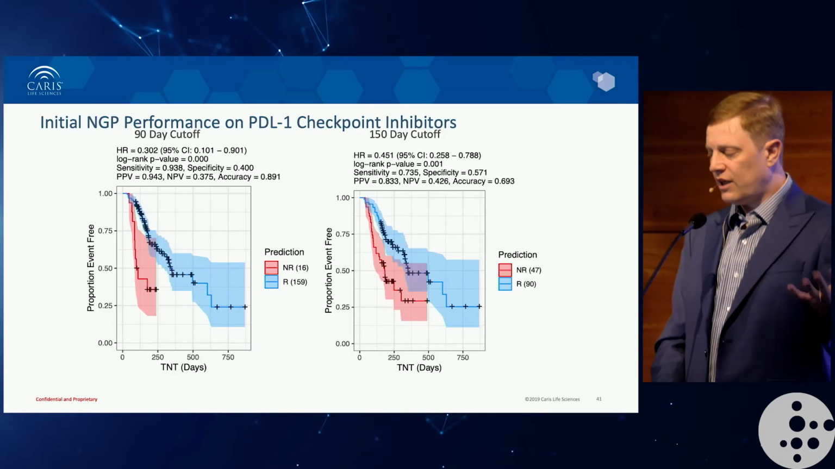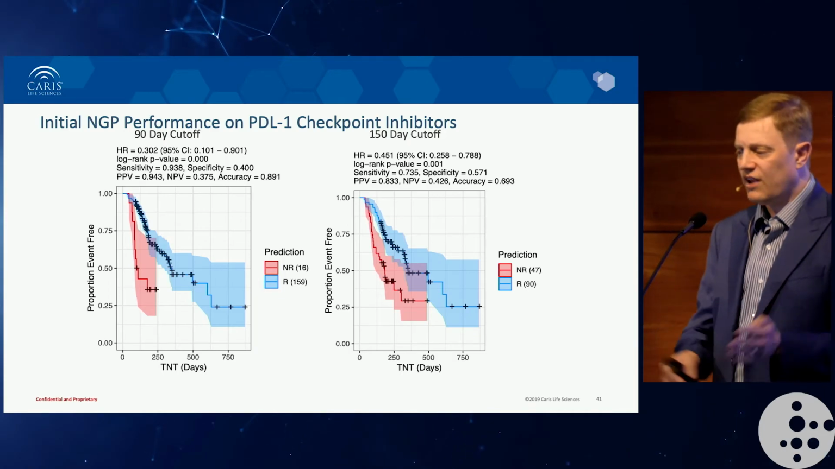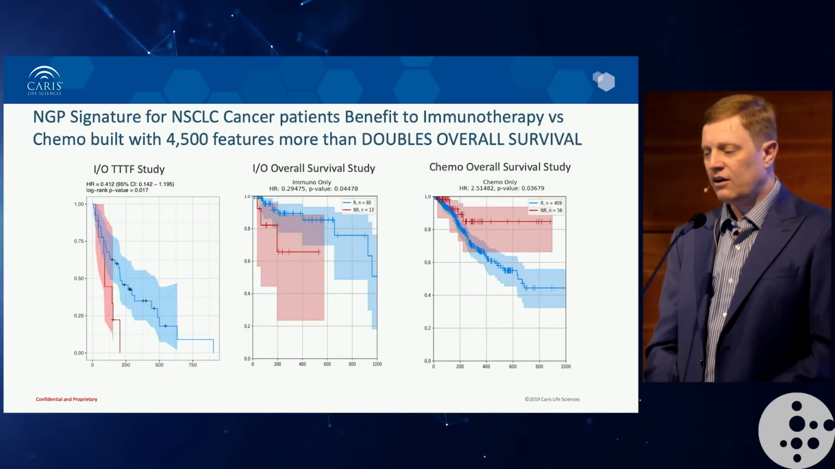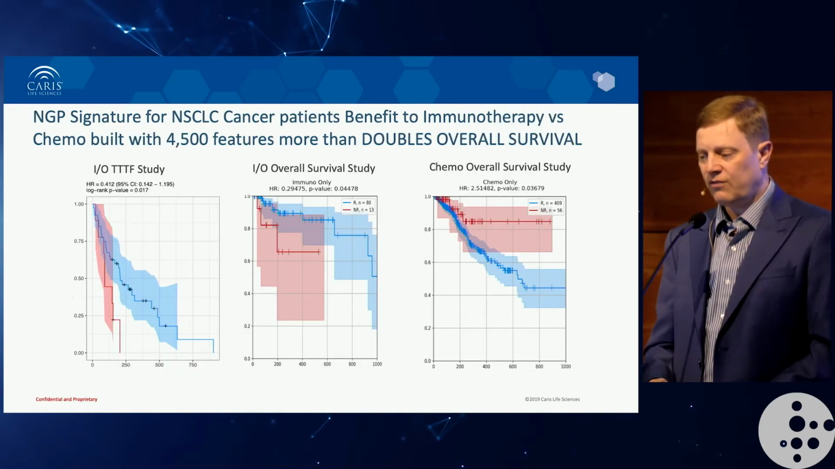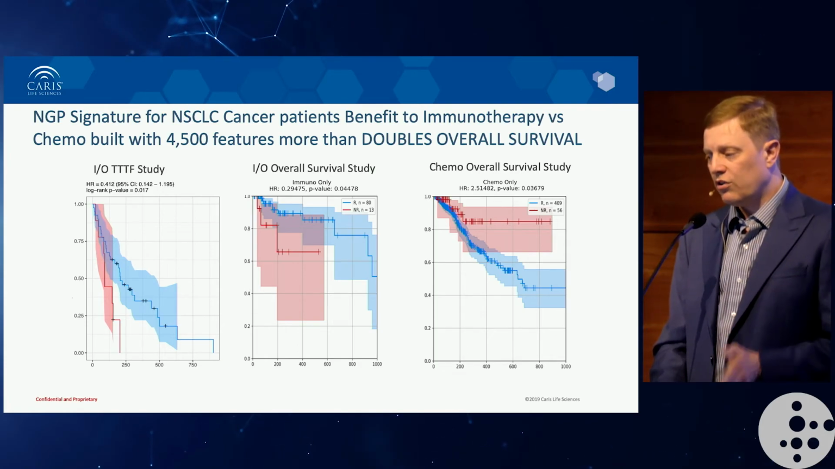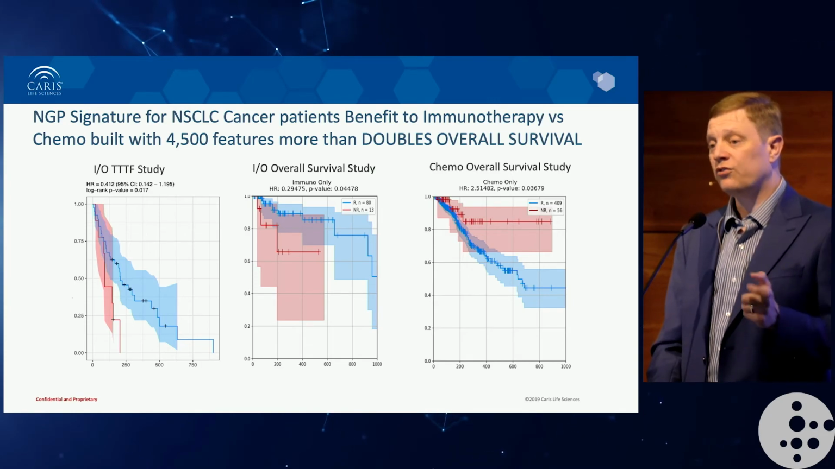So we went through that same process. We identified an underlying signature. We could pick 90 days or 150 days. Either one, we saw a good signal. And then in our validation study, we found that, in fact, it was able to be confirmed, and we can identify those hyperprogressors.